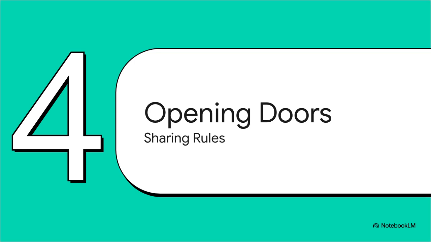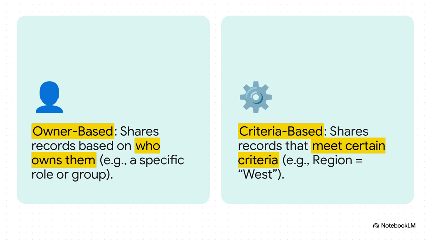So, OWDs lock everything down, and the role hierarchy opens things up vertically. But what about when different teams need to work together, laterally? For that, we need to hand out some special keys to open very specific doors. And in Salesforce, those keys are called sharing rules. Sharing rules basically let you create automated exceptions to your OWDs. You can share based on who owns the record, like, say, share everything the West Coast sales team owns with the sales ops team, or you can get even smarter with criteria-based rules, like, hey, if an opportunity is over $1 million, automatically share it with the executive team, no matter who owns it.